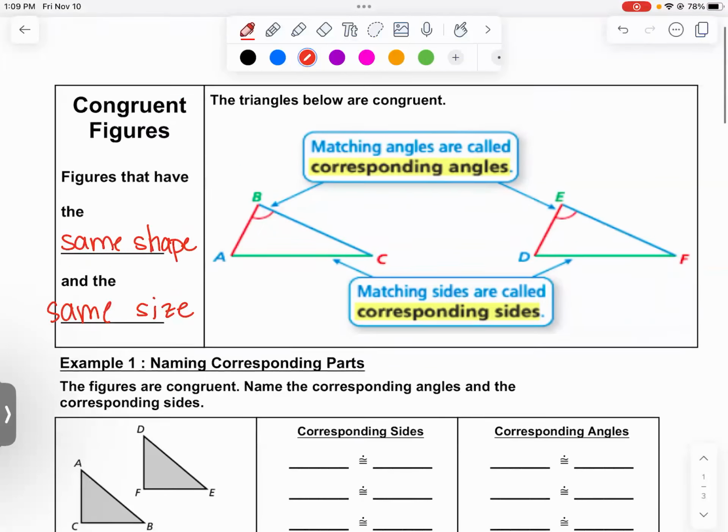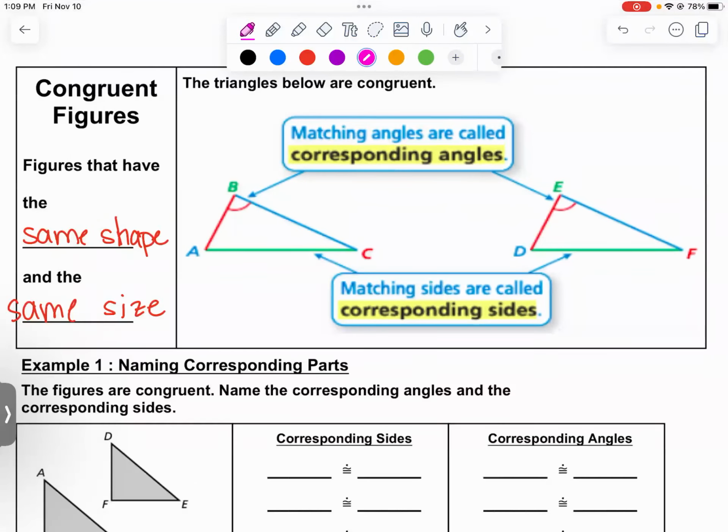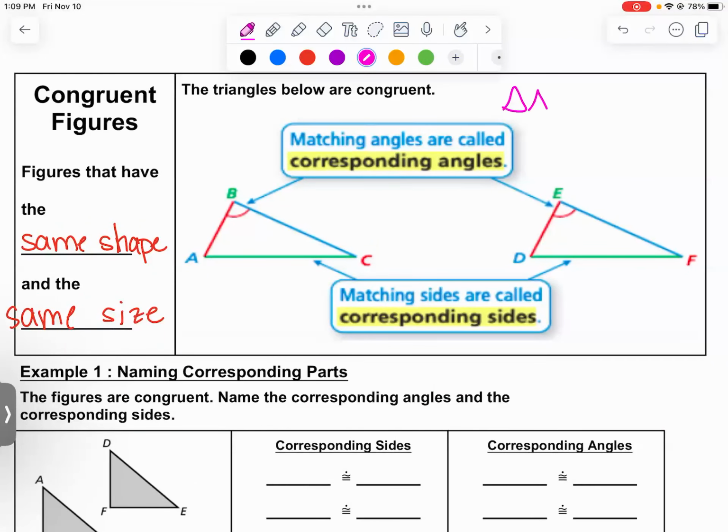Okay, so here's the deal. When we talk about congruent, these two triangles have the same shape and the same size. So what we are going to write is that triangle ABC, that's how we would name it, is congruent. Are you ready for this? It's an equal sign with a squiggle above it. Is congruent to triangle DEF.